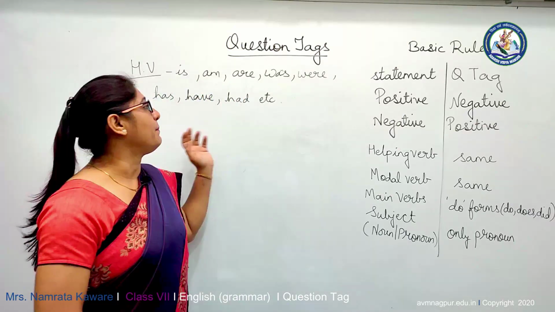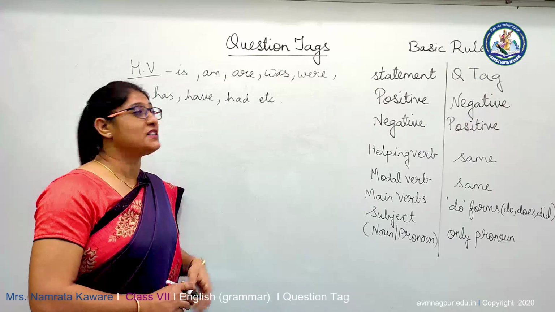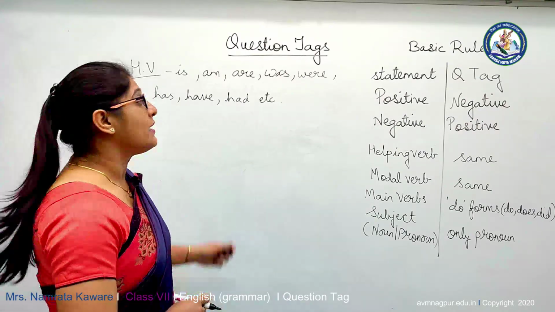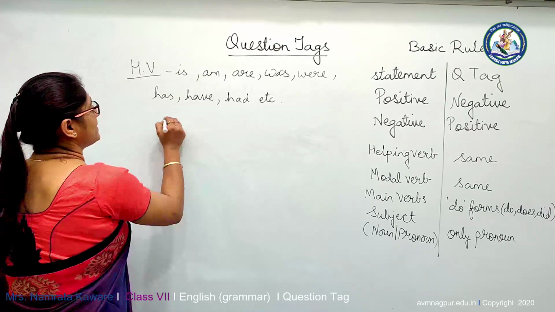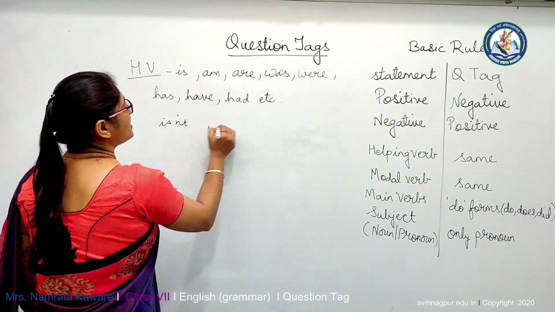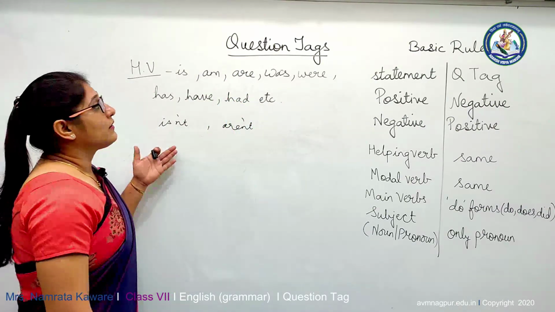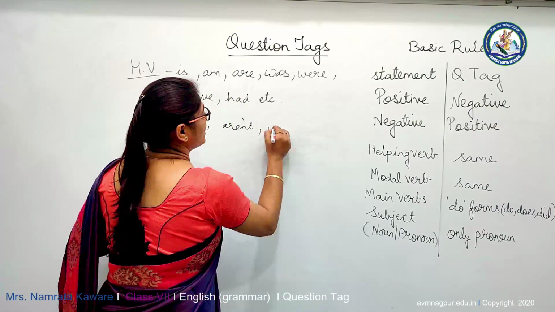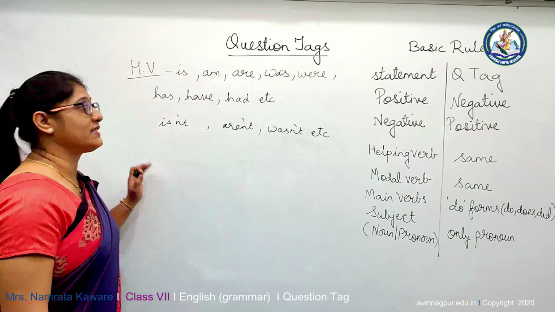The list of helping verbs over here. If any of these is present in the statement, we'll write the same verb in the question tag. For example, is changes to isn't, are changes to aren't, if there are positive verbs in the sentence, was changes to wasn't, etc. And vice versa it goes.